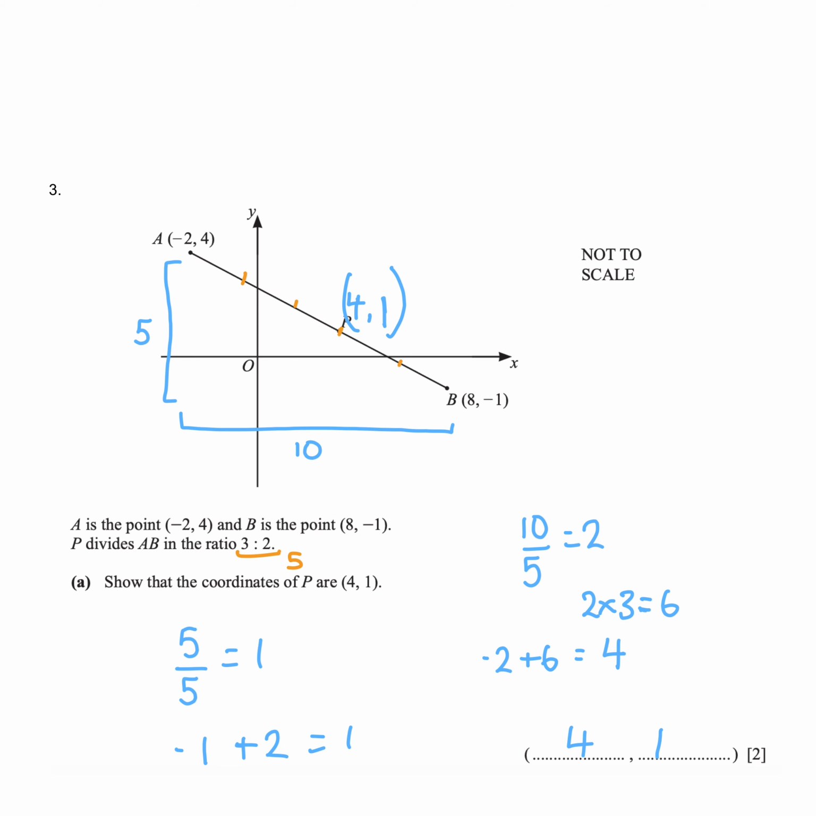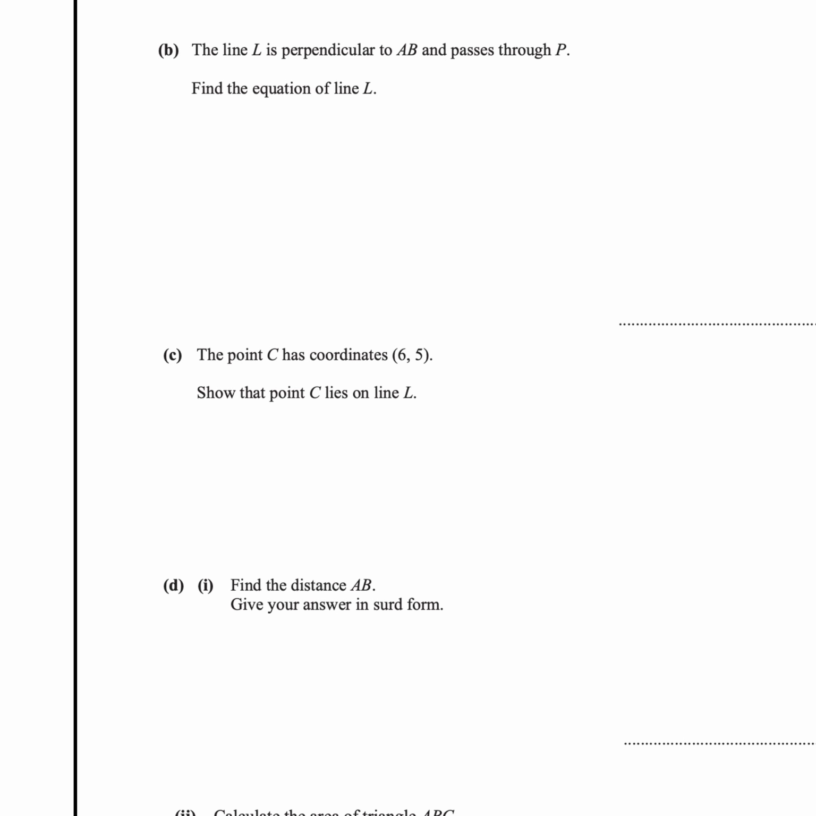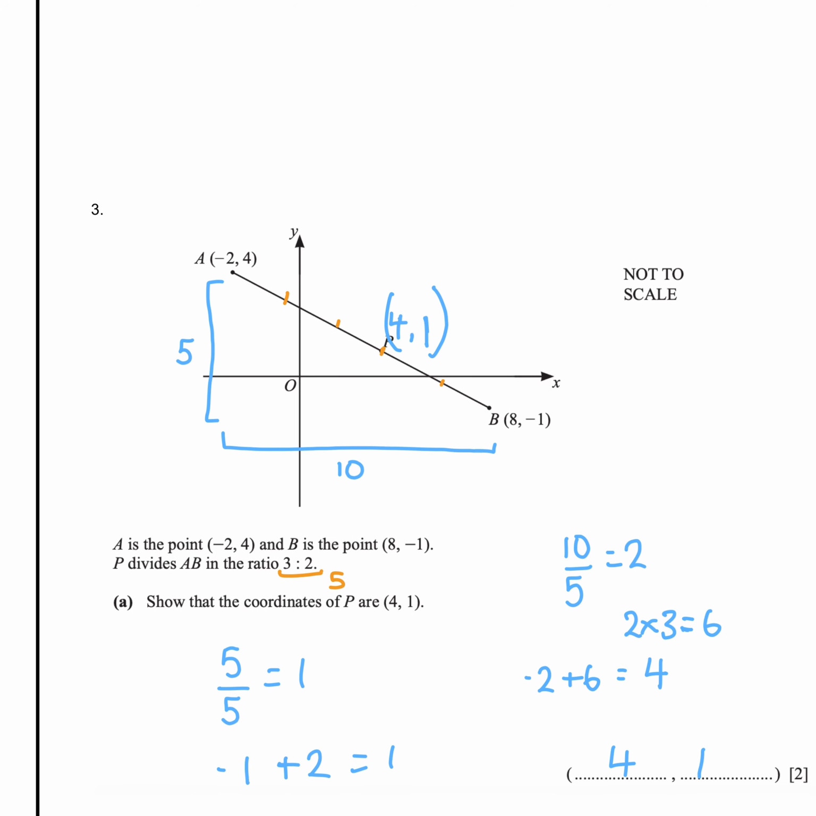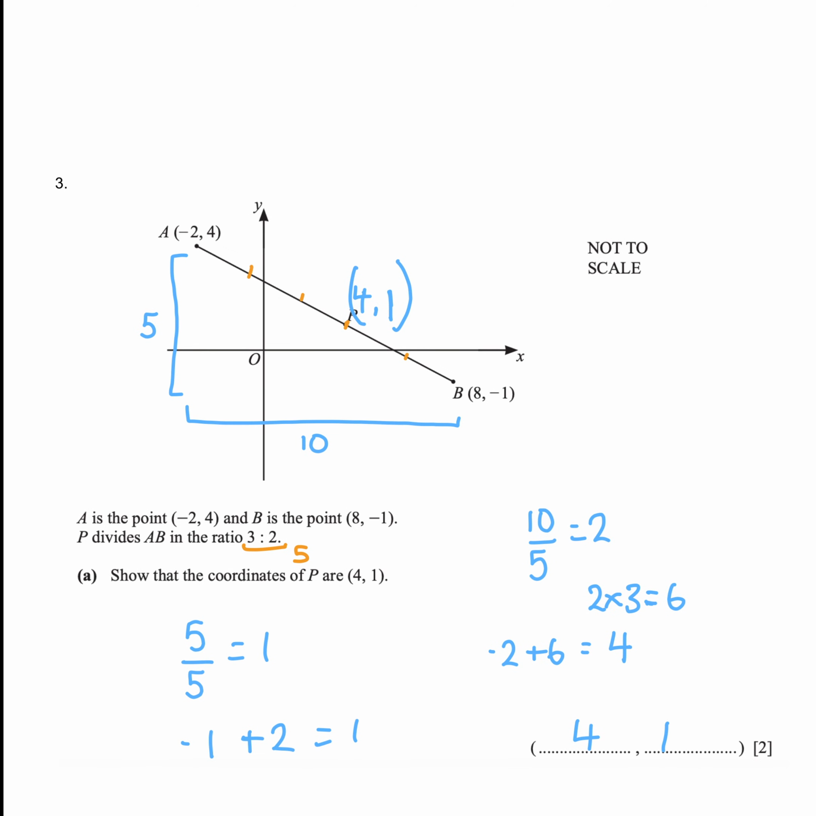So for the next question, it was the line L is perpendicular to AB and passes through P. So the line L is perpendicular. If we go back to our original question here, let's just erase everything else that we've got on here. If it's perpendicular to the original line, that means that it goes at 90 degrees. So it's at 90 degrees and it passes through point P. So that's the line that we're trying to find there.